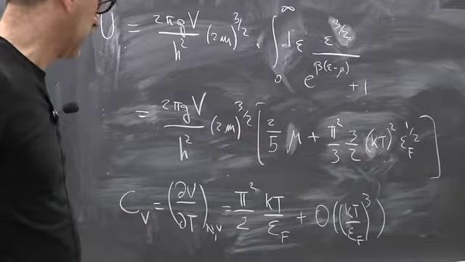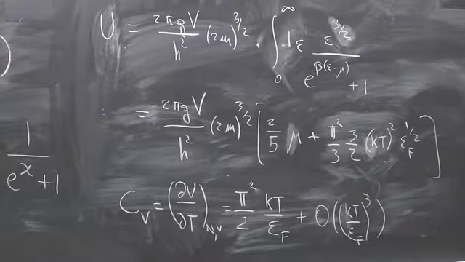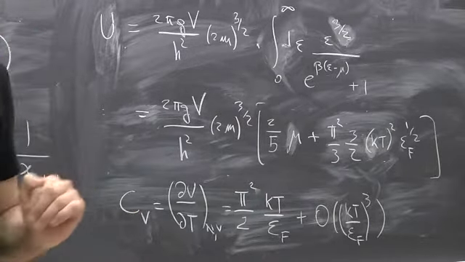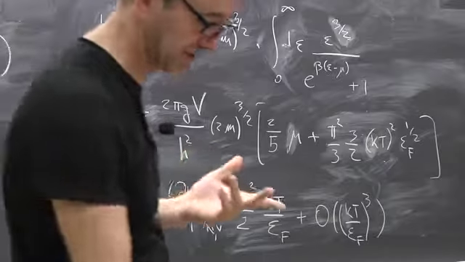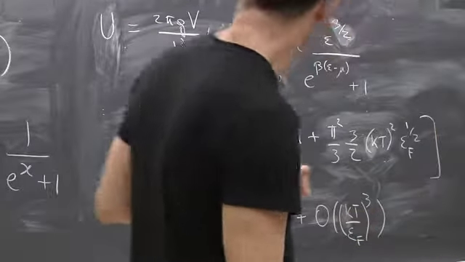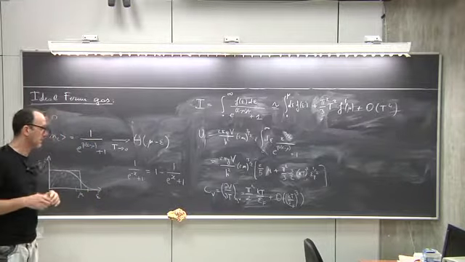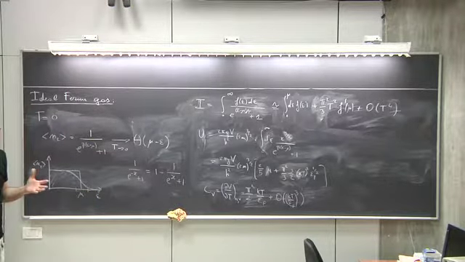So the specific heat of the Fermi gas at low temperature is linear in temperature. This, of course, is different from the classical result where the specific heat is independent of temperature, but this we knew. So this is particularly important when you consider solids.